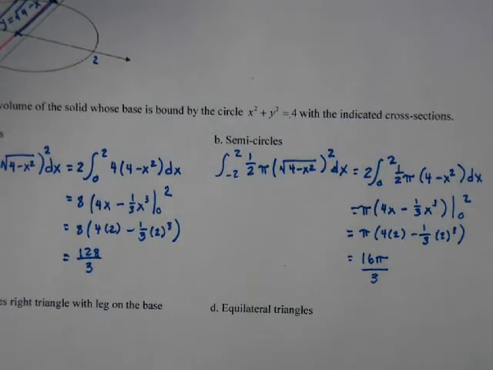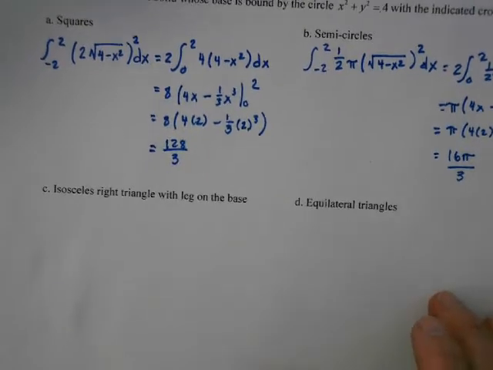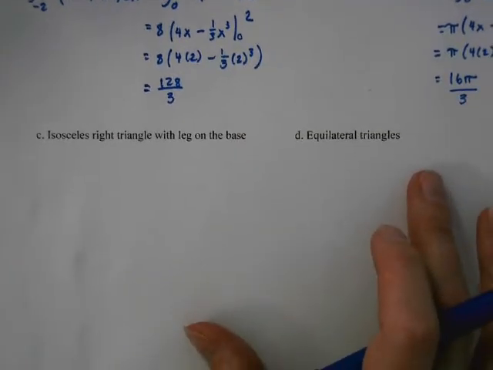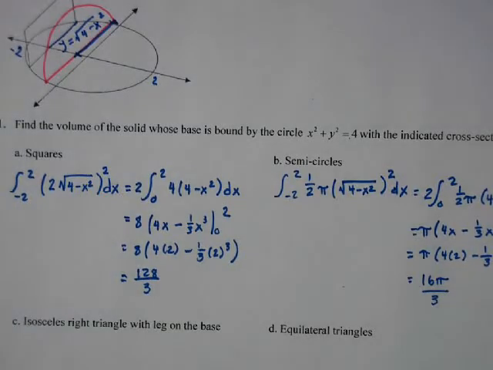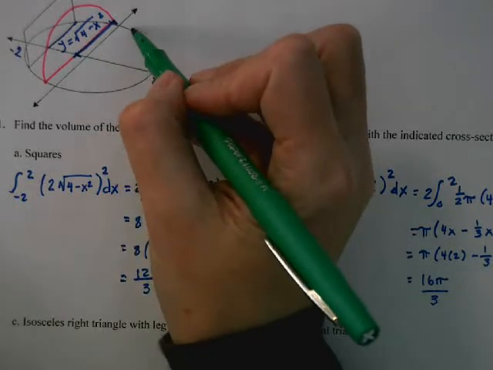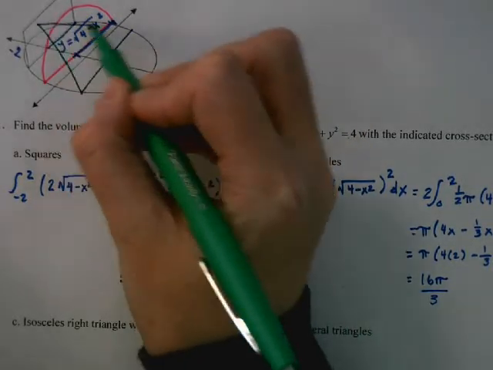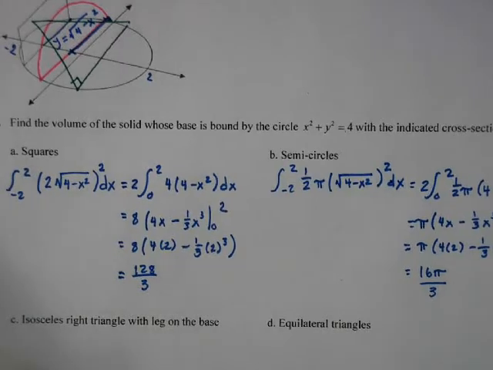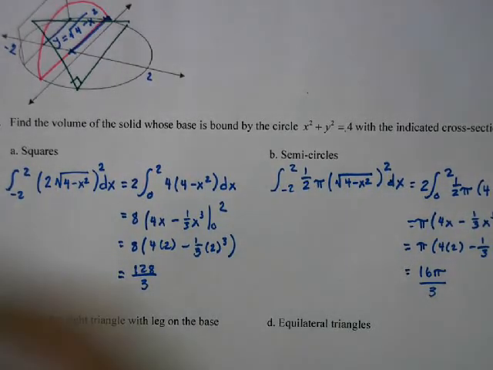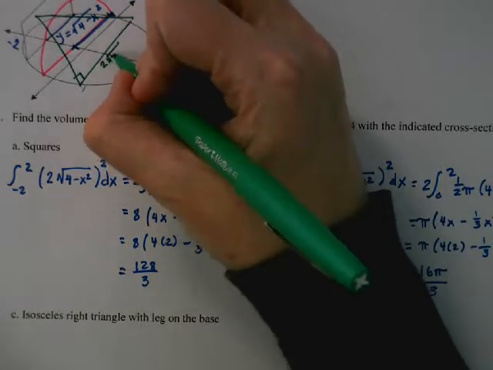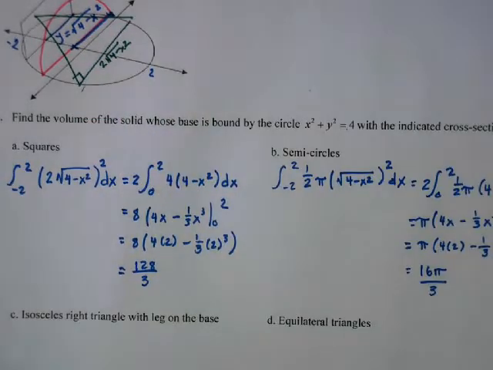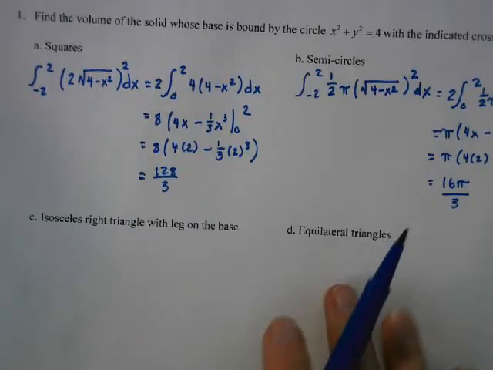For your assignment, just like the last couple, all you have to do is set it up and use your calculator to find it. Okay, isosceles right triangle with a leg on the base. So an isosceles right triangle, we've got two legs that are perpendicular and then the hypotenuse. So that's saying something like that. Okay, well, we're going to have 1/2 base times height. This base, just like with the square, is going to be 2 times the square root of 4 minus x squared. So this is going to be 1/2 base times height.